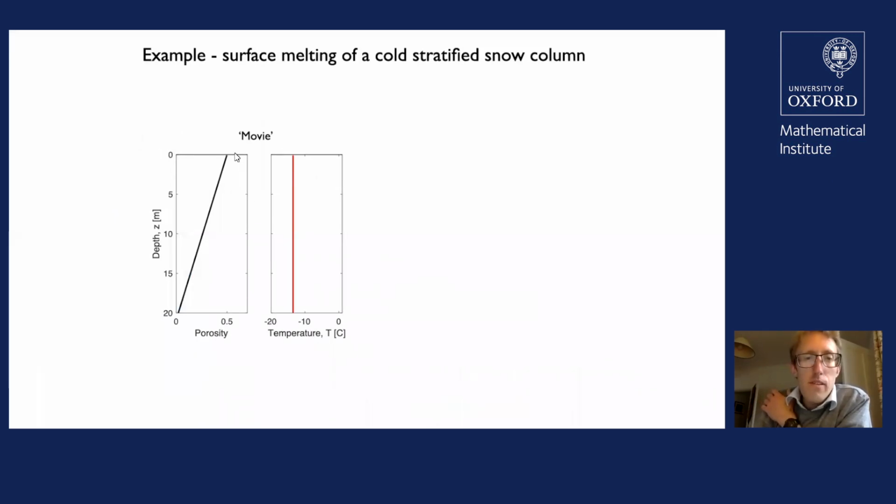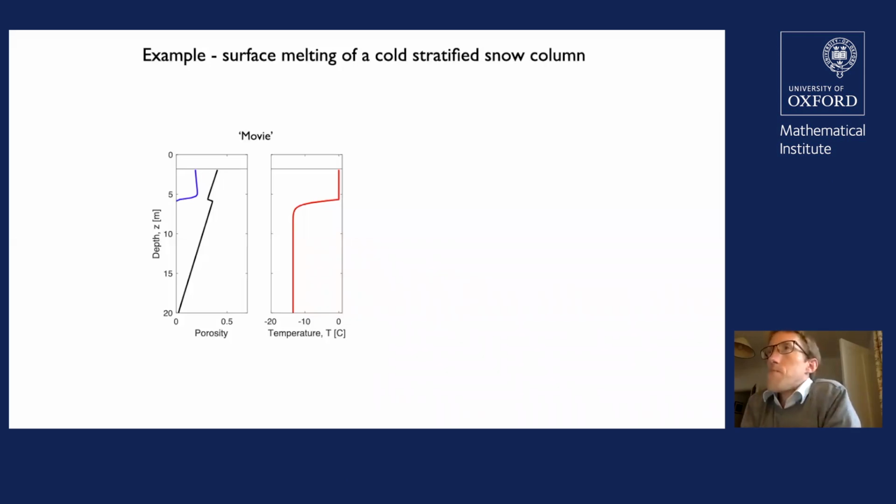And then I'm just going to melt the top surface of it. And the water that's produced is going to go down into the snow. So this is a movie where you just see some time steps. So the blue line here shows the amount of water filling up the pore space, which is effectively the region to the left of that line. And it's propagating down. The water's got to be at the melting temperature. So now that region of the snow has been warmed up to the melting temperature.